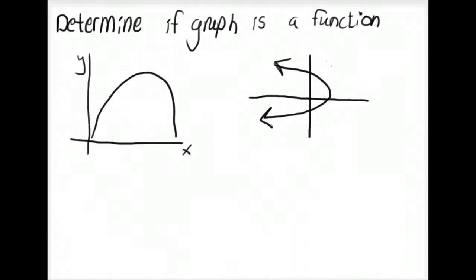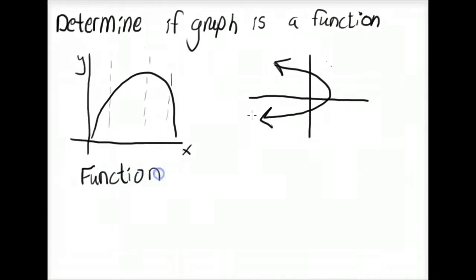So for these two graphs, we're going to determine if it is or is not a function. So for this first one, we can use the vertical line test to determine if it is. So if we draw a vertical line anywhere on this graph, it's only going to go through one point. So that shows that for every value of x, there's only one value of y. So we're going to say that this is a function.